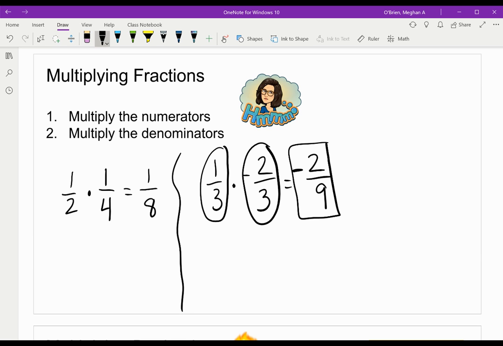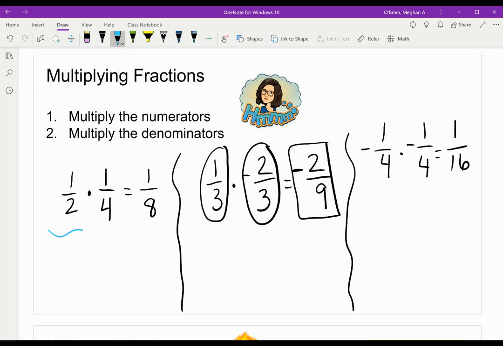Okay. One more. When they are both negative. So again, we'll just kind of keep things simple. -1/4 times -1/4 equals a positive 1/16. Okay, now let's do a mixed number example real quick. Because if they're in fraction form, we just multiply across.